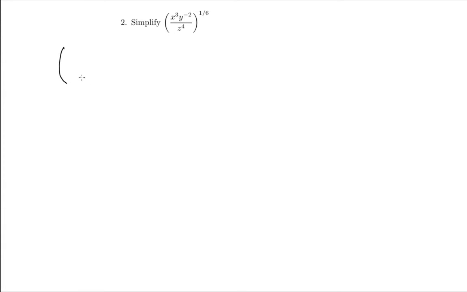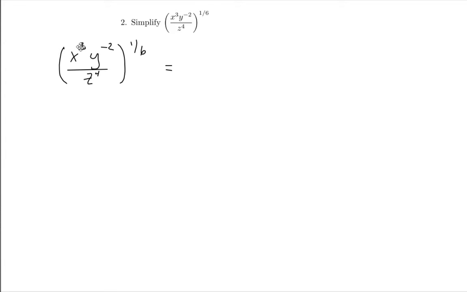So let me begin by taking this 1/6 exponent and applying it to everything inside the bracket. So we have x cubed, y to the -2, divided by z to the 4th, and we're going to raise that all to the power of 1/6. This power of 1/6 applies to all of the variables inside of these brackets, so I'm just going to put it onto all of these variables.